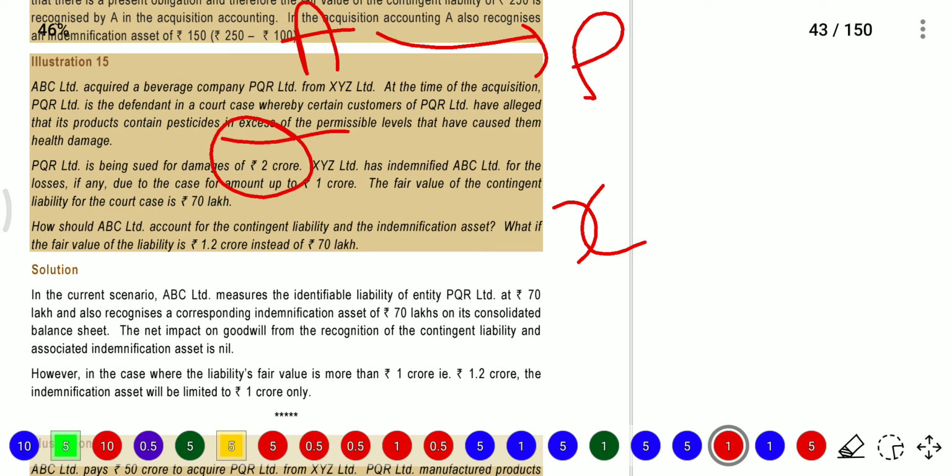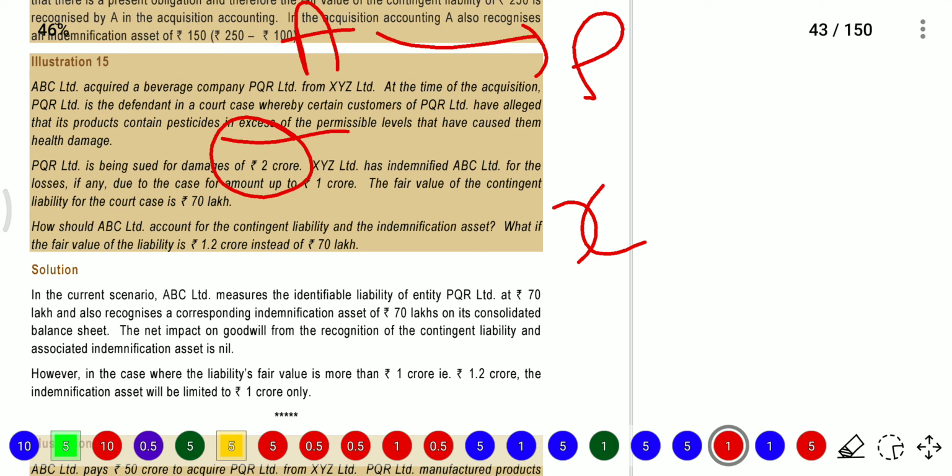And how should ABC Limited account for the contingent liability and indemnification asset? What if the fair value of the liability is 1.2 crores? If the amount is more than 1 crore, then it will not get any indemnification asset for the excess, because they agreed only up to 1 crore.